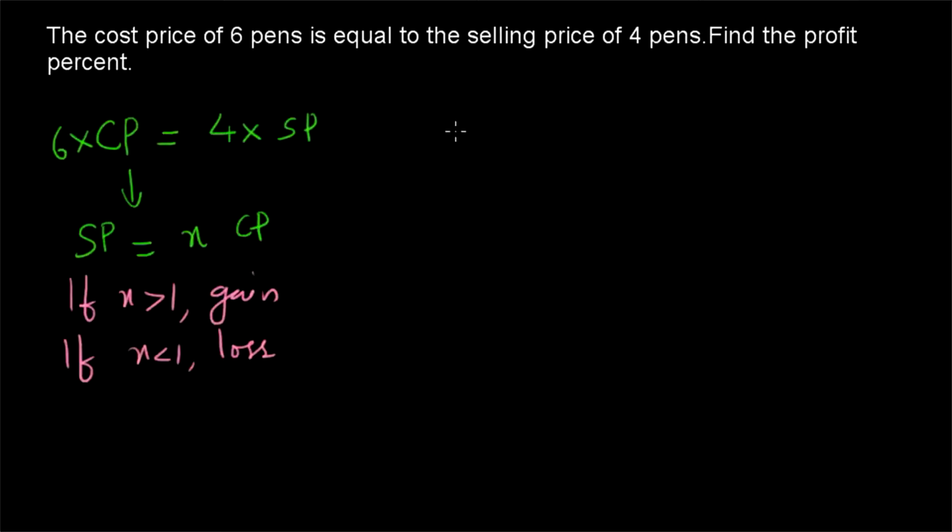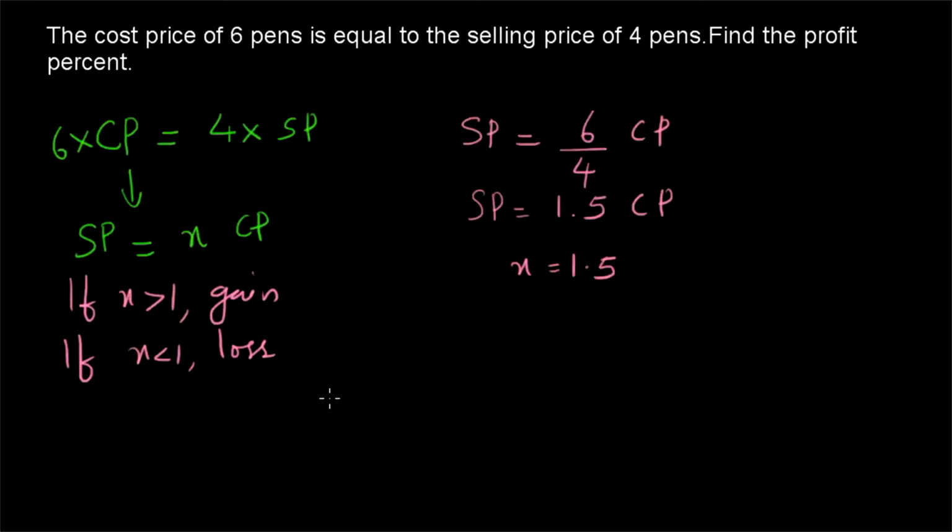So 6 CP is equal to 4 SP. So we can write in this format. So our SP should be equal to 6 by 4 CP. We are trying to represent an equation in the form of SP is equal to X into CP. So SP is equal to 1.5 CP. 6 by 4 is equal to 1.5. Now this is of the form SP is equal to X into CP, where X is equal to 1.5. And here we can see X is greater than 1. Therefore it is representing a gain.